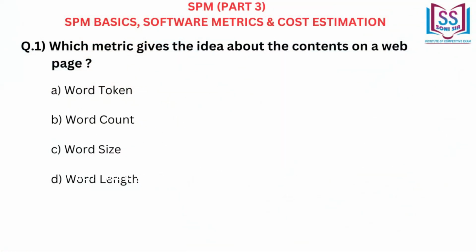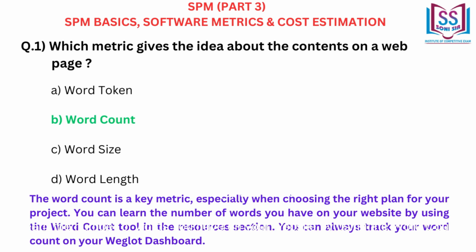Which metric gives the idea about the contents on a web page? A. Word token. B. Word count. C. Word size. D. Word length. Answer B. Word count. The word count is a key metric, especially when choosing the right plan for your project.